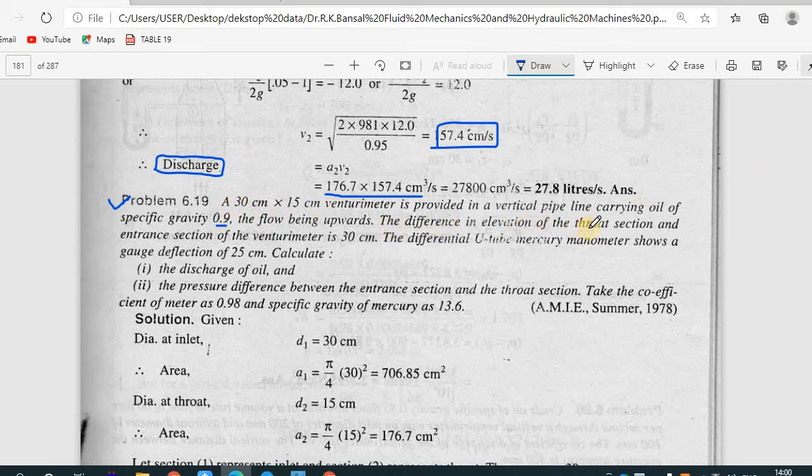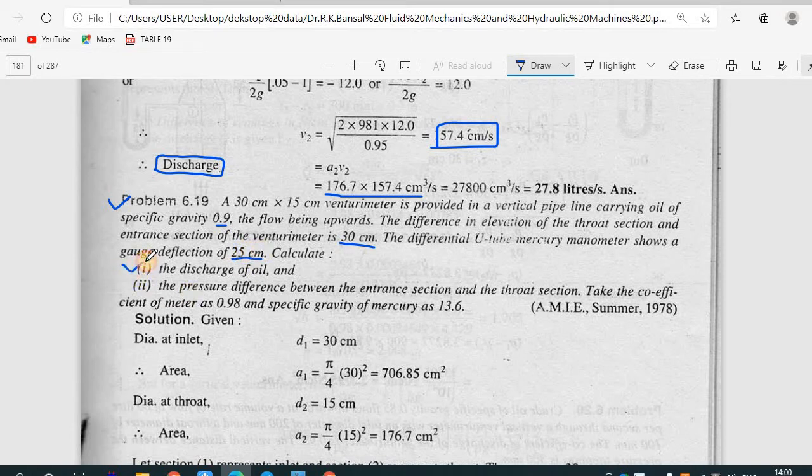The difference in elevation of the throat section and the entrance of the venturi meter is 30 centimeters. So the difference of elevation is given, that means the datum value has been given. The differential U-tube mercury manometer shows a gauge deflection of 25 centimeters. So a U-tube mercury manometer has been provided, which is showing a deflection of 25 centimeters.